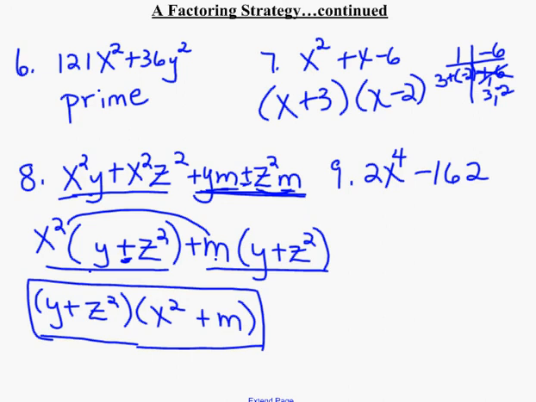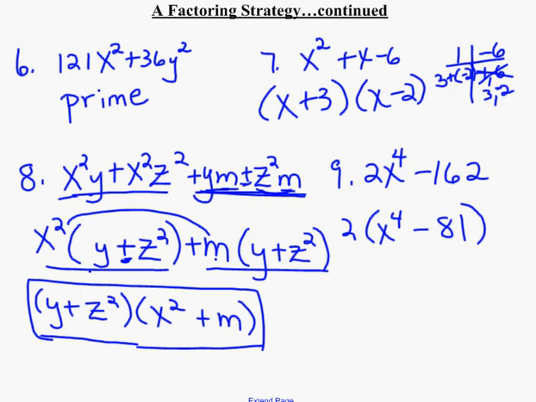Okay, looking at number 9. First thing I ask myself in every factoring problem is, do I have a GCF? And I do. 2 divides into 162, so I factor that out. That leaves me x to the 4th minus 162 divided by 2 is 81. Next thing I do is count my number of terms. I have 2 terms left in the parentheses, so that means I'm checking to see if it's a difference of 2 perfect squares. X to the 4th is a perfect square because it has an even power, and 81 is a perfect square. Its square root is 9.